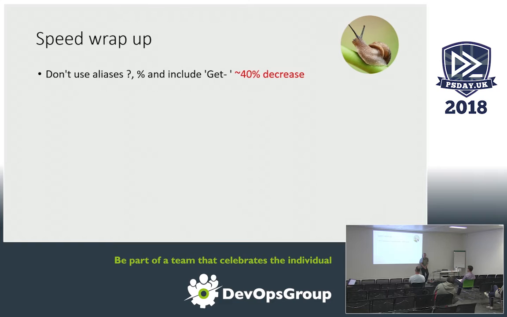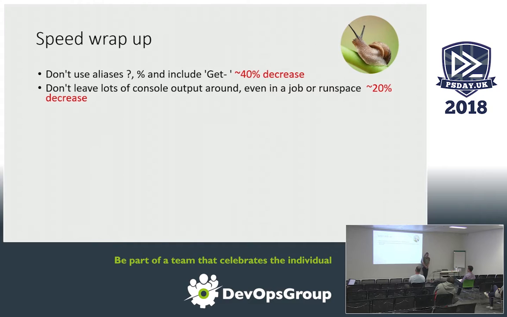Don't use aliases, because PowerShell has to go and figure out what those are and then translate them to the actual thing. So not only does it make your code harder to read to do aliases, it's actually slower as well. Don't leave a lot of console output around, even if you can't see it. So if you're multi-threading your PowerShell script, that example before of mounting a VHD, changing something inside it, and dismounting it, right?